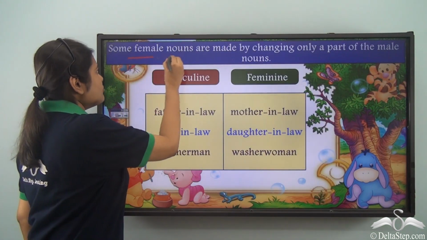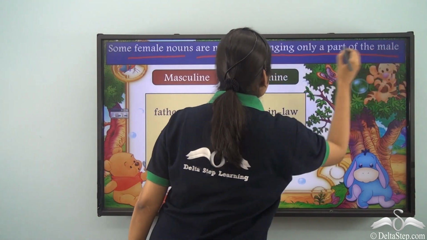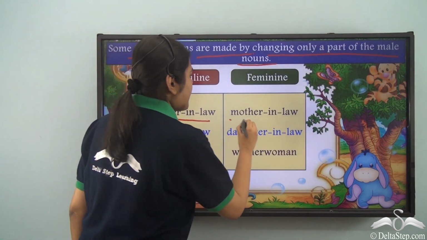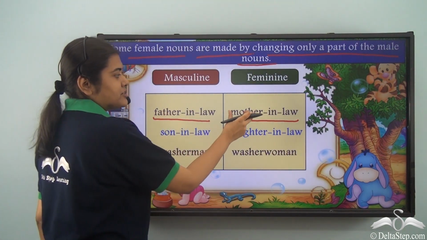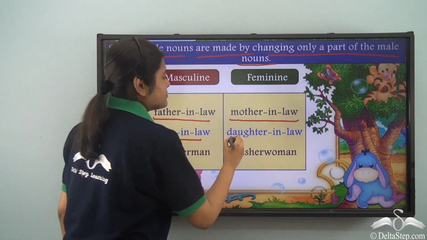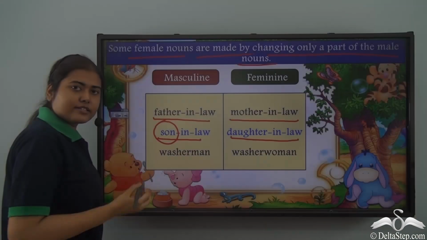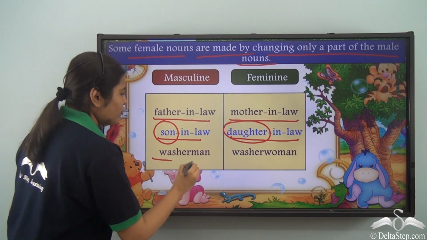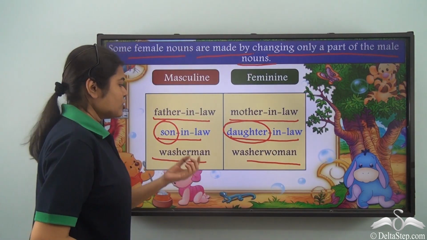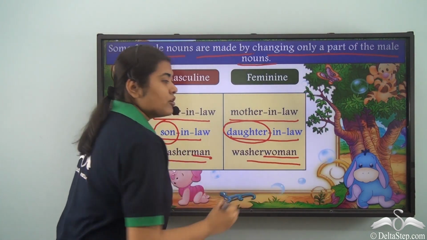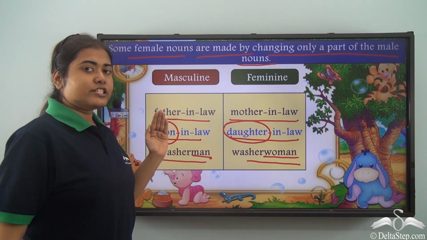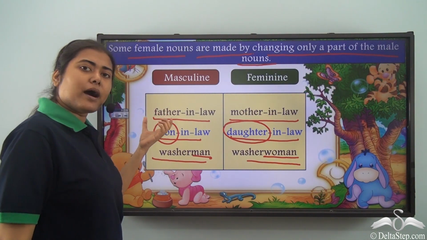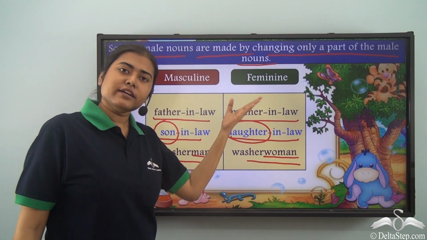So some female nouns are made by changing only a part of the male nouns. For example, father-in-law becomes mother-in-law. So this father is being replaced with mother. Son-in-law becomes daughter-in-law. So we know son is the masculine gender and the feminine gender is daughter. Similarly, washerman becomes washerwoman. So man is replaced with woman. So this is one way of changing the masculine gender into feminine gender, which is by changing only a part of the male noun into its corresponding female noun.